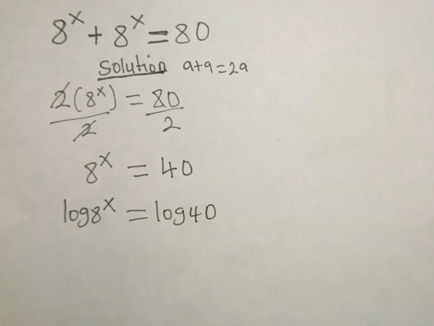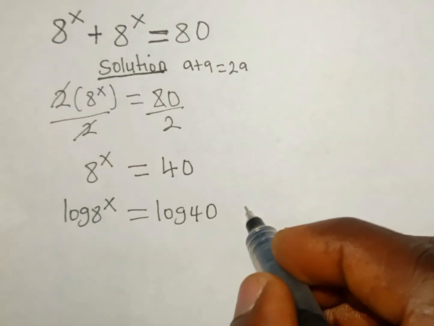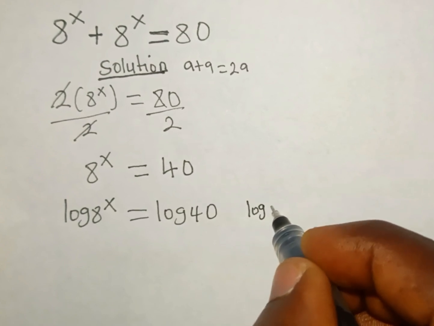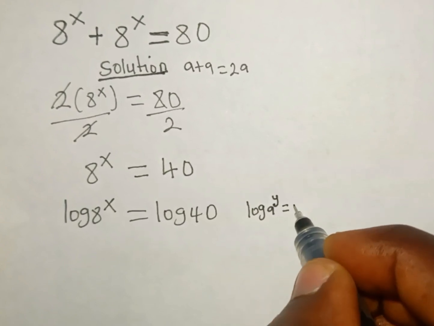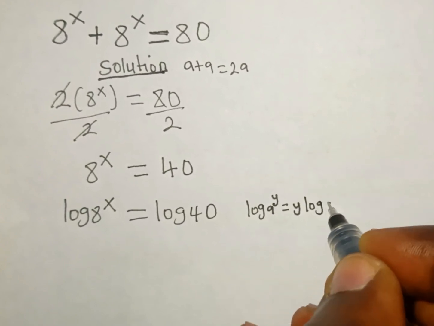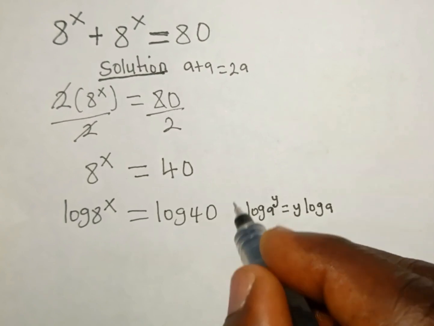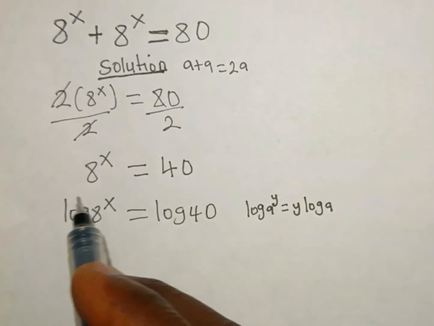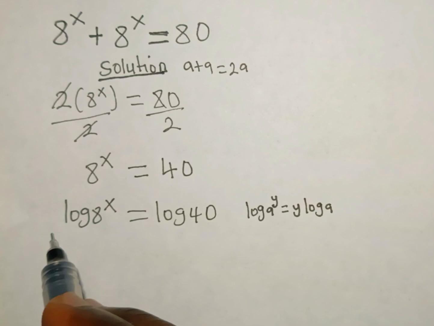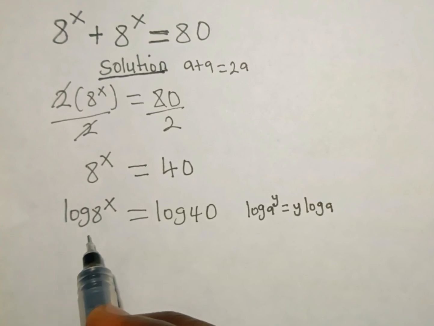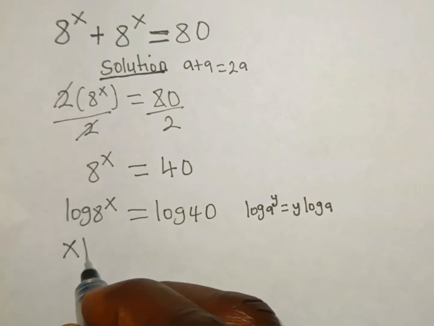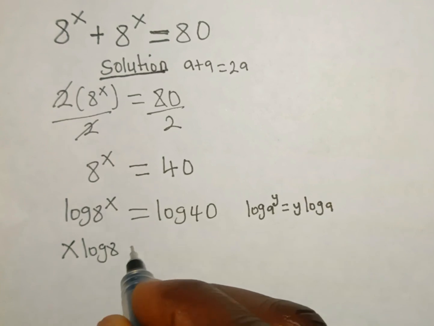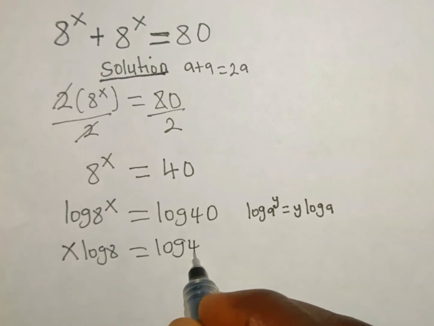Now from here, we're going to recall the power property of logarithm. When we have log of a raised to the power of y, this is the same as y log of a. So this power is going to go back to multiply the log. Applying that property here, the power is going to go back to multiply log 8. So we're going to have x multiplied by log of 8, which is equal to log of 40.